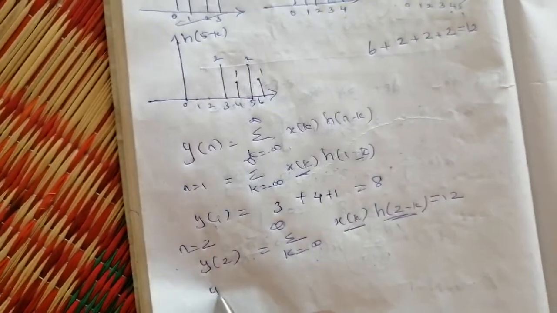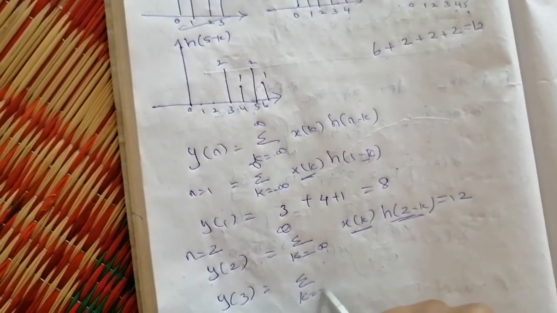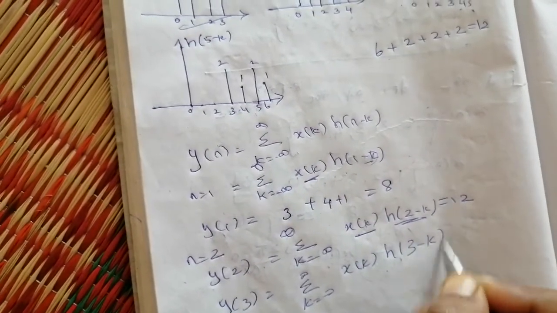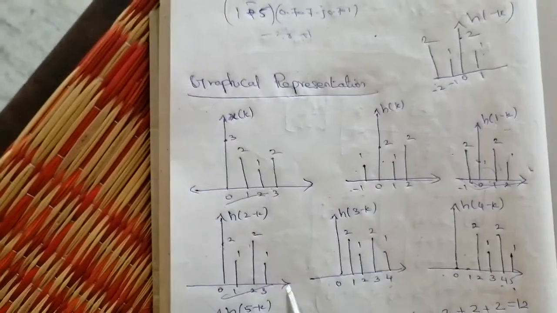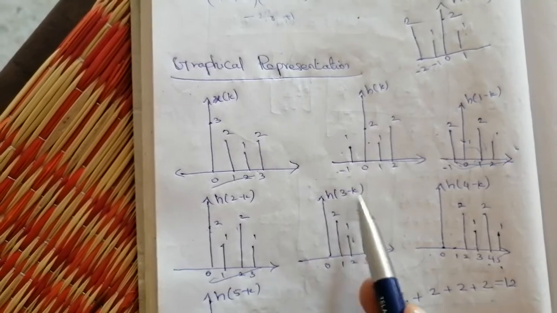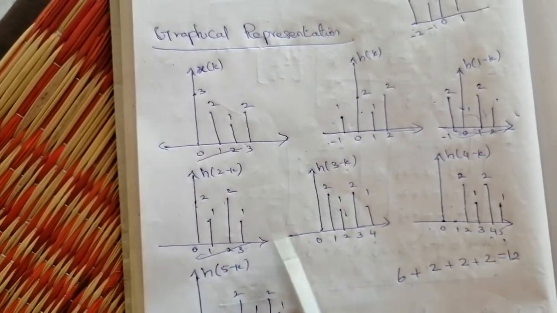Then y of 3. Y of 3 means, in the formula, summation k equal to minus infinity to infinity x of k h of 3 minus k. Now the h of 2 minus k diagram is shifted one position to the right, and we get h of 3 minus k. So 0 shifted to 1, 1 shifted to 2, 2 shifted to 3, 3 shifted to 4.